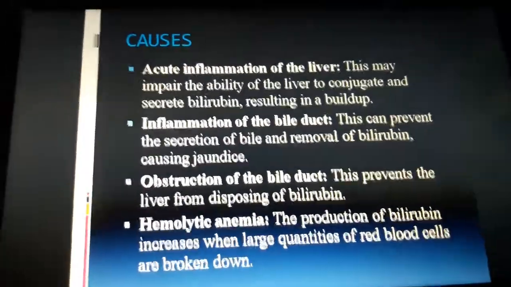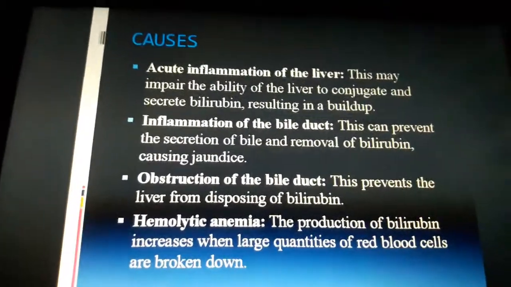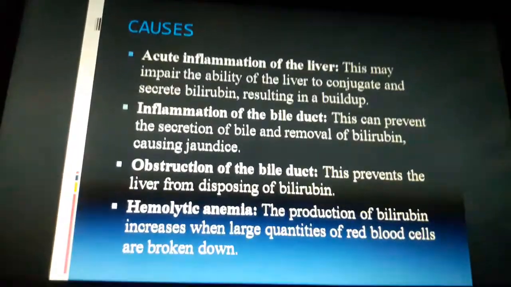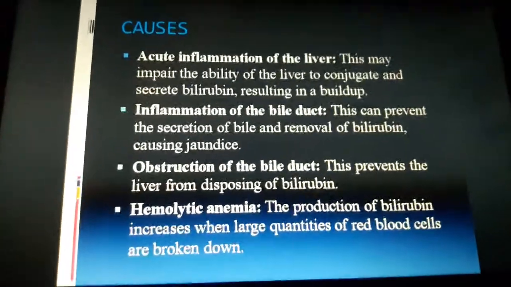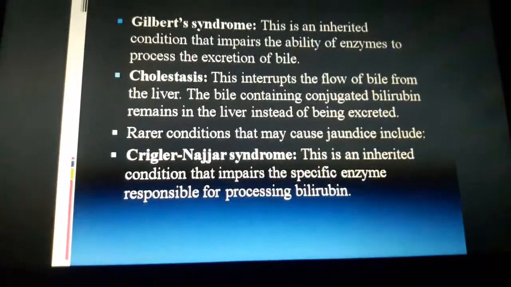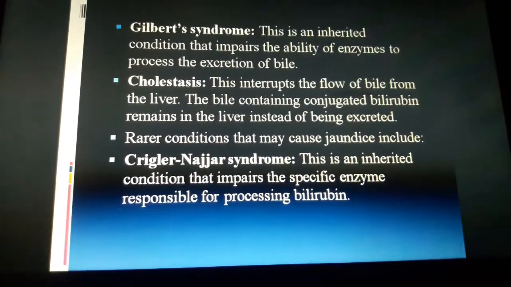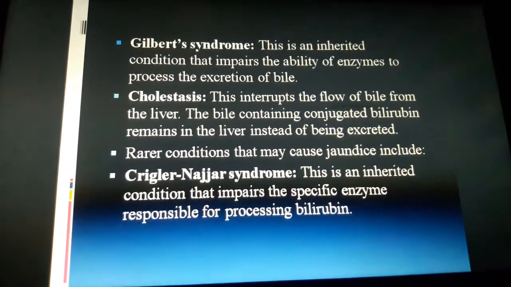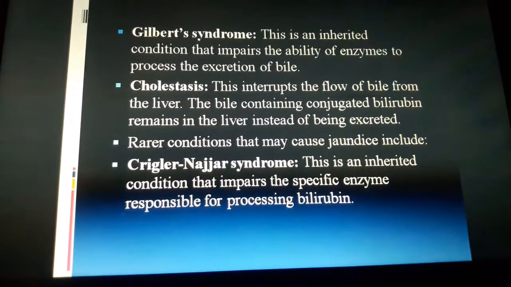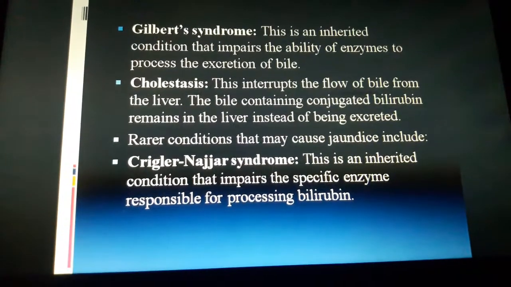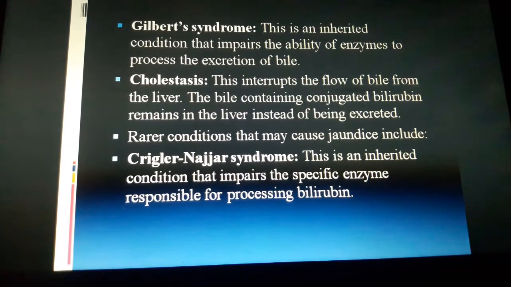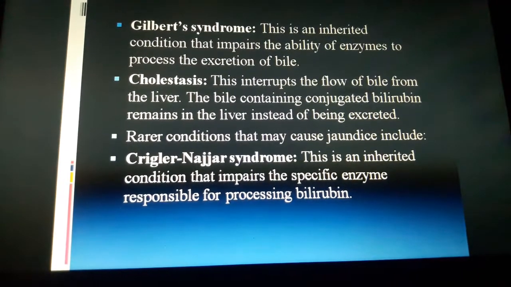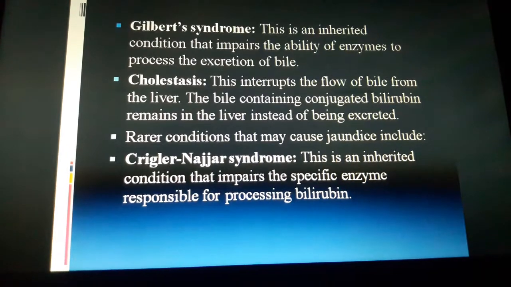And causes of jaundice: acute inflammation of the liver, inflammation of the bile duct, obstruction of the bile duct, hemolytic anemia. Then Gilbert syndrome. This is an inherited condition that impairs the ability of enzymes to process the excretion of the bile. Then the next condition, cholestasis. This interrupts the flow of the bile from the liver. The bile containing conjugated bilirubin remains in the liver instead of being excreted.